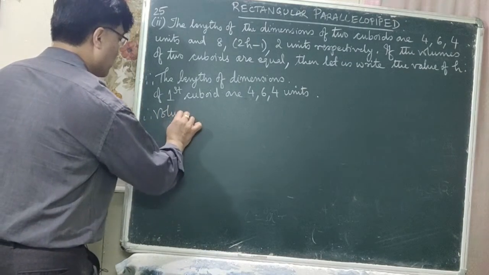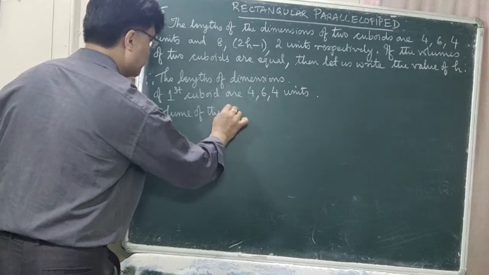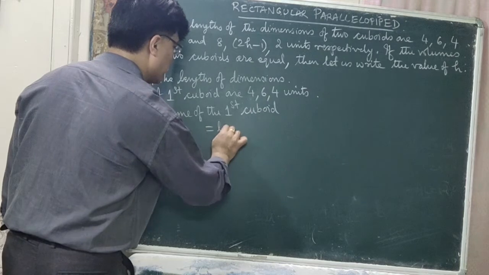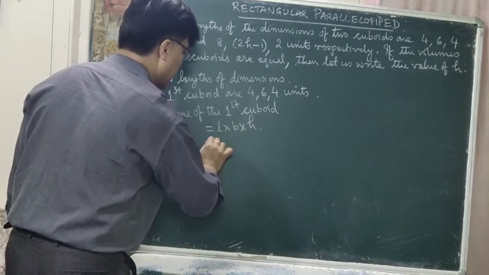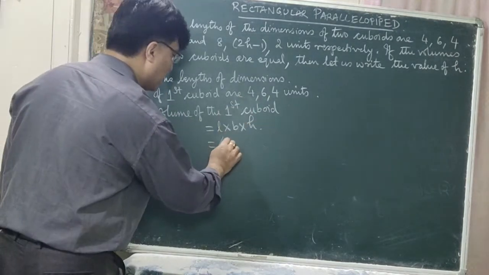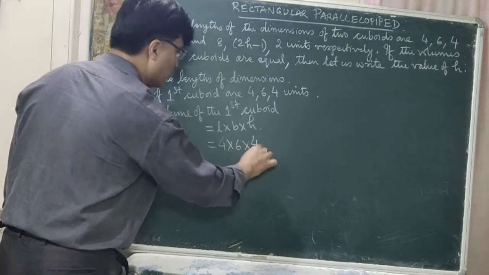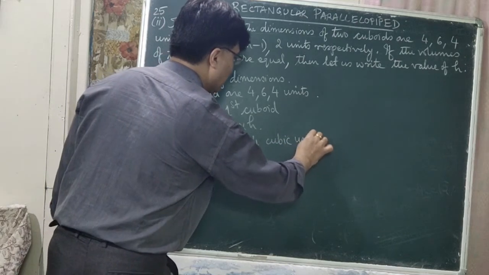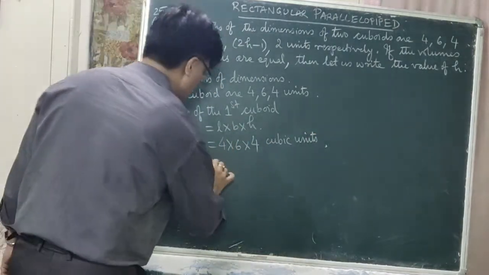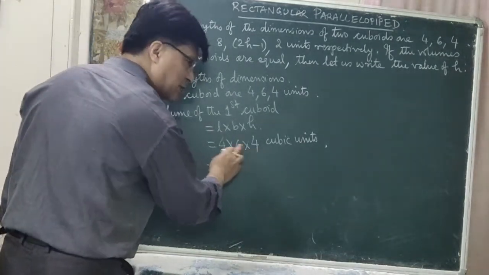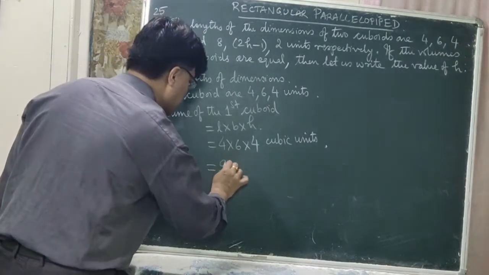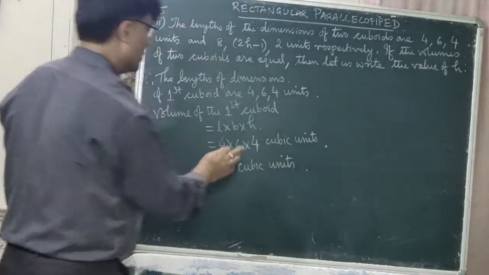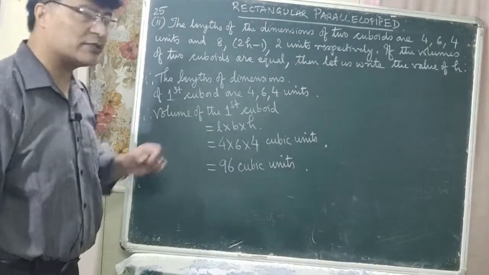So therefore volume of the first cuboid is equal to, what is the formula? Length into breadth into height, which is equal to, what is the length? You can take 4 into 6 into 4 cubic units. So the unit of volume is cubic unit. So you can multiply them. 4 4s are 16, 16 6s are 96. It is 96 cubic units. So 96 cubic units is the volume of the first cuboid.